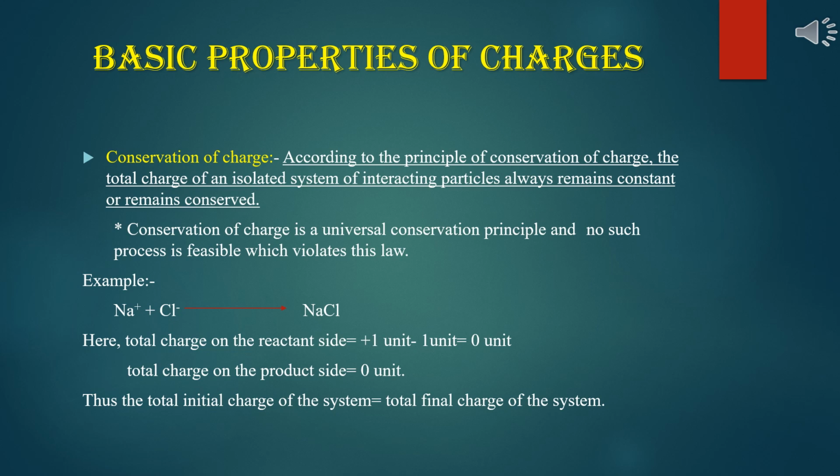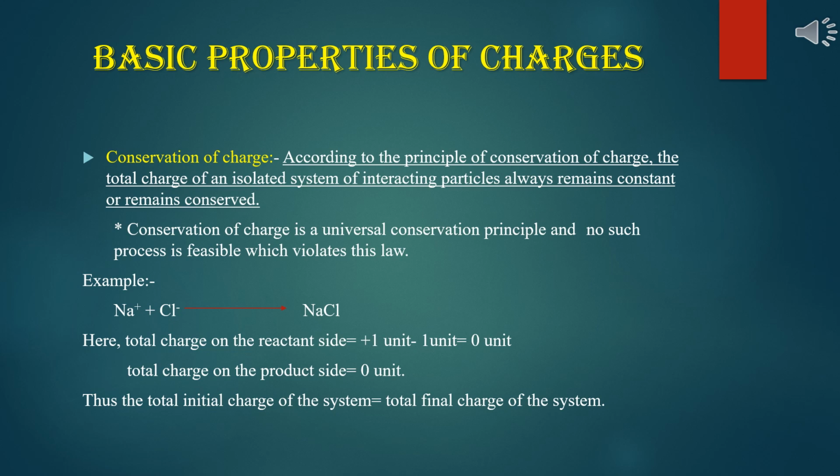That means before the reaction, what was the total charge? It was +1 unit and -1 unit. Okay, so the total was 0. And what is the total final charge? The total final charge is also 0, because you know that a molecule is electrically neutral, you have learned in chemistry. So you can see the total initial charge and the total final charge of the system is 0, right?